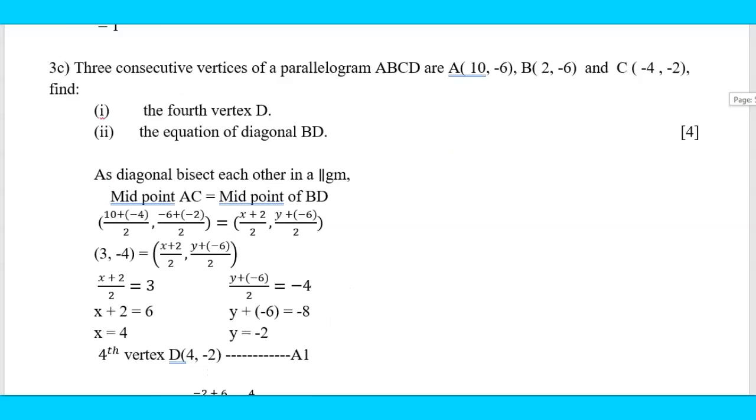Now question 3C is what? You are given 3 consecutive vertices of a parallelogram. You have to find out the 4th vertex. We know that diagonals bisect each other in a parallelogram. That means midpoint of one diagonal equals the midpoint of the other diagonal. Okay. So here AC is one diagonal, BD is the other diagonal. So midpoint of AC we can find because both the coordinates of A and C are known. And midpoint of BD, you can take the coordinates of vertex D as x comma y. If you have found the 4th vertex as 4 comma minus 2 correctly, you will get 1 mark here.